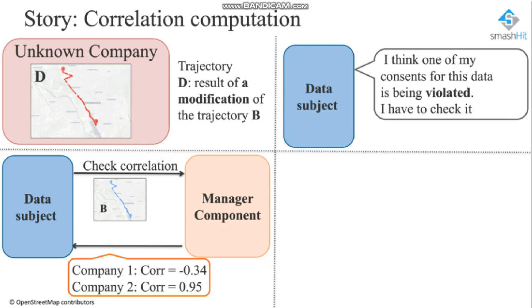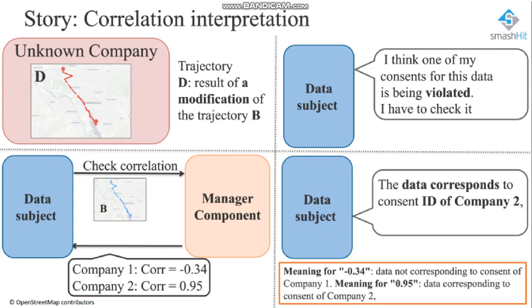The correlation is then computed, and the results show a score of -0.34 against the data shared with company 1, whereas the score for the data shared with company 2 is 0.95. From this result, the data subject understands that there is a very high probability of leakage from the data shared with company 2.